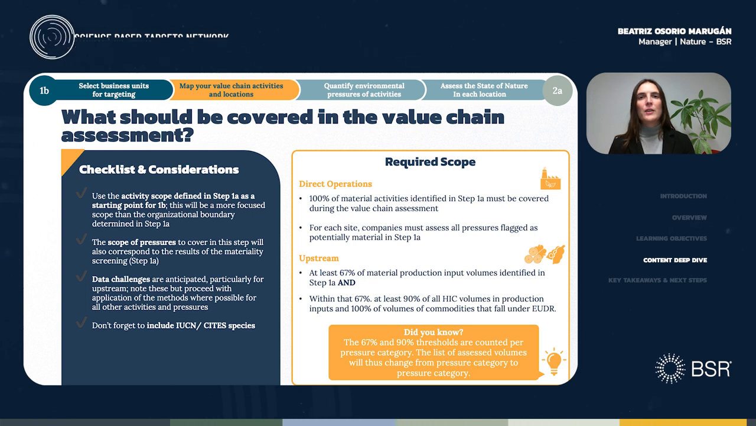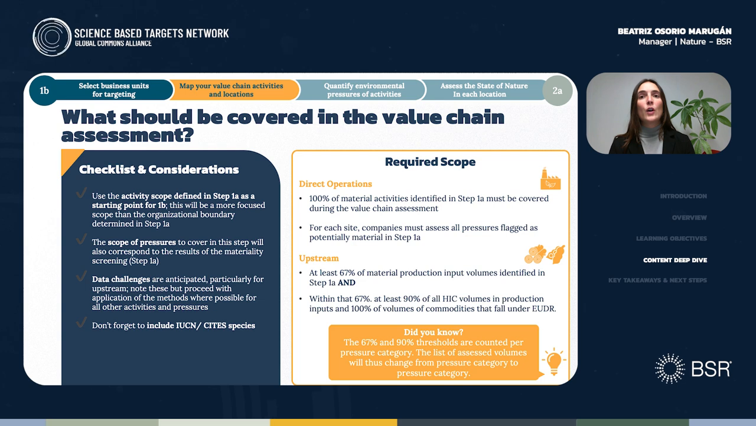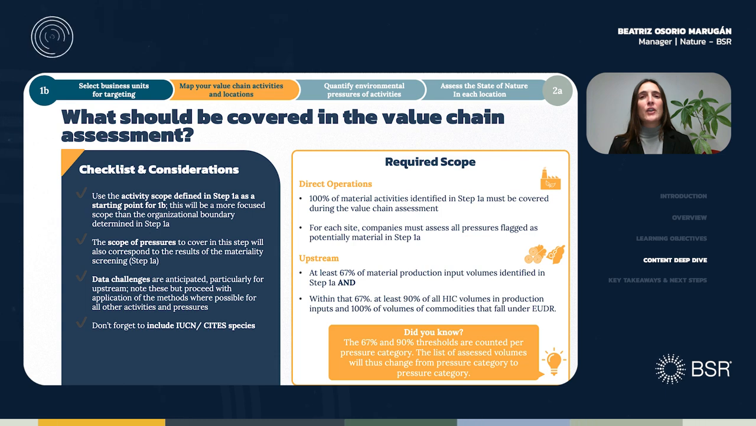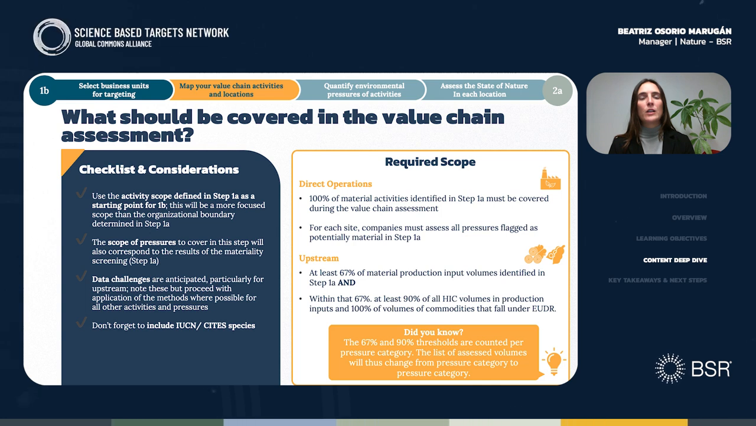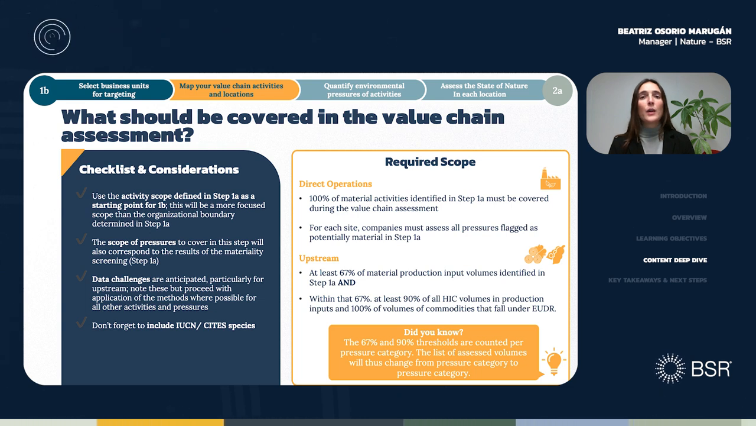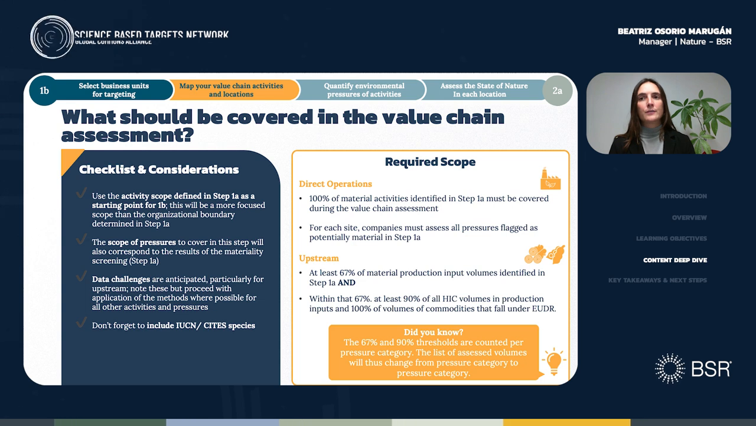Let's now move on with what should be covered in this assessment. For direct operations, the analysis must be across 100% of the material activities recorded in Step 1A according to each pressure category. For upstream, companies must assess 100% of all EUDR listed commodities in their sourcing, 90% of all high-impact commodity volumes, and 67% of their total source volumes that were identified as material for each pressure category. These percentages are mutually inclusive. In other words, the 100% counts towards the 90, and the 90 counts towards the 67, and they are calculated separately for each pressure category.